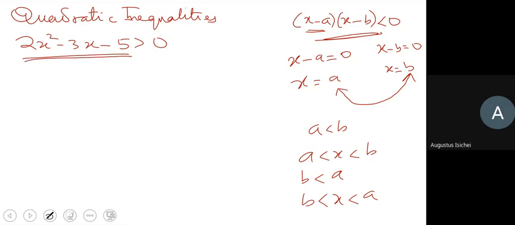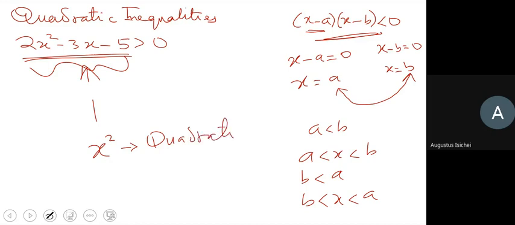An expression of this form, an expression rather, this is an expression. An expression of this form is called quadratic. Why is it quadratic? Because of the highest power of the unknown. The unknown in this expression is x, and the highest power is 2. So anytime you see an expression whose highest power is 2, we call such an expression a quadratic expression.